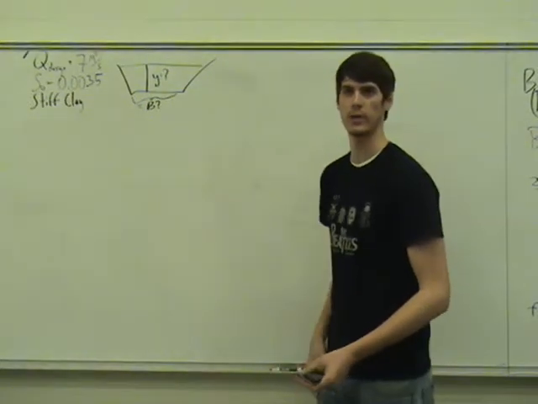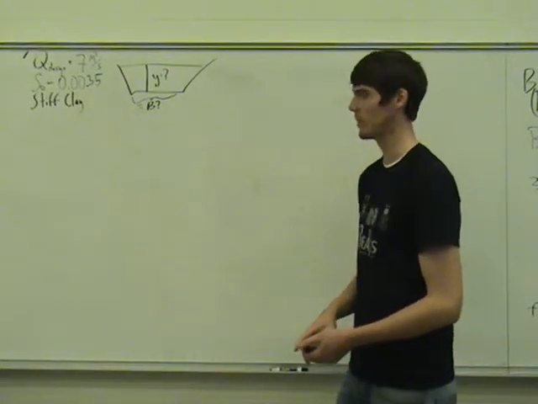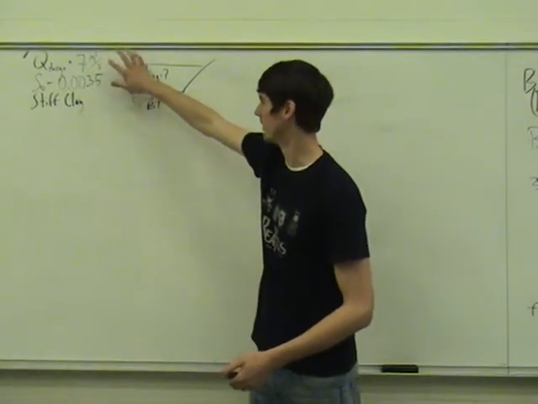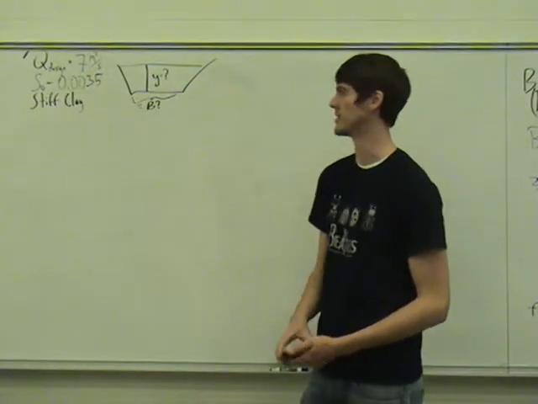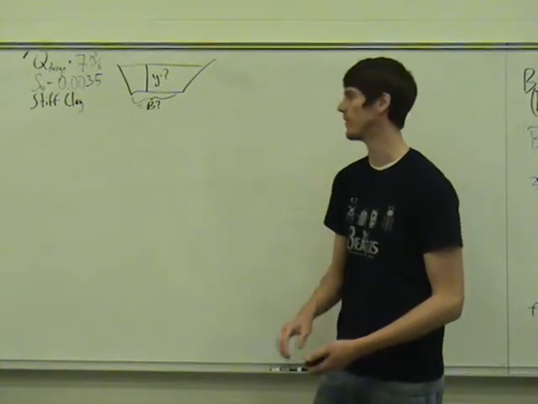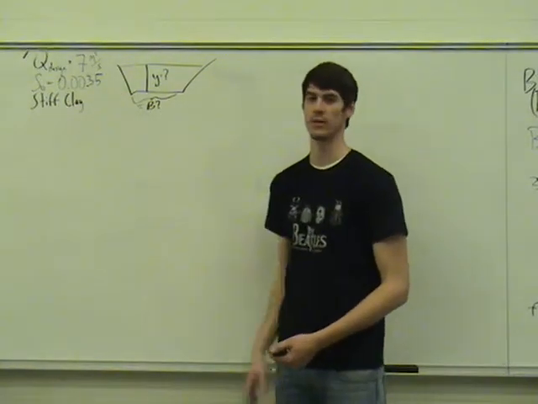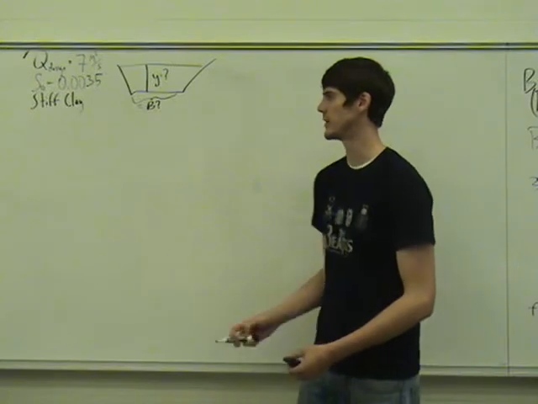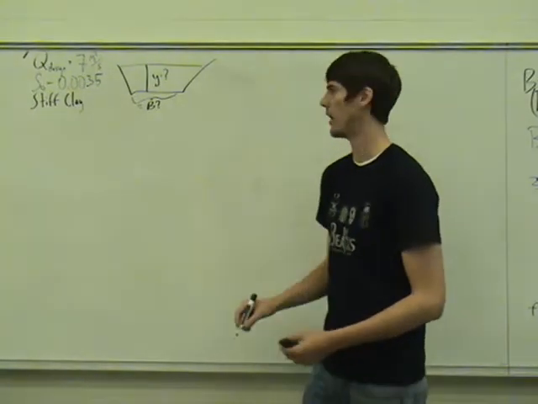Hey, so now we're going to work on a rotable channel problem. In the problem statement, we know that the Q that we're trying to design a channel for is 7 meters cubed per second. We know that the slope that we desire is 0.0035, and we know that we're digging through stiff clay. So the first step is to determine the Manning's N value.